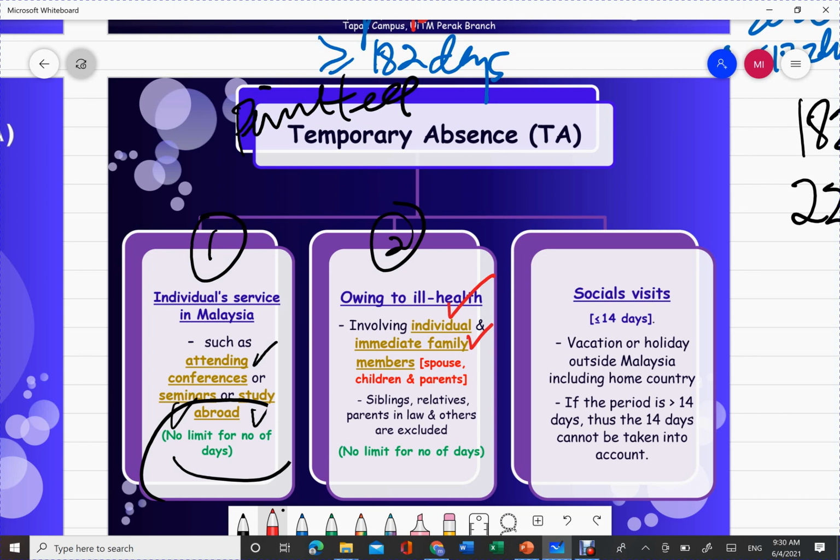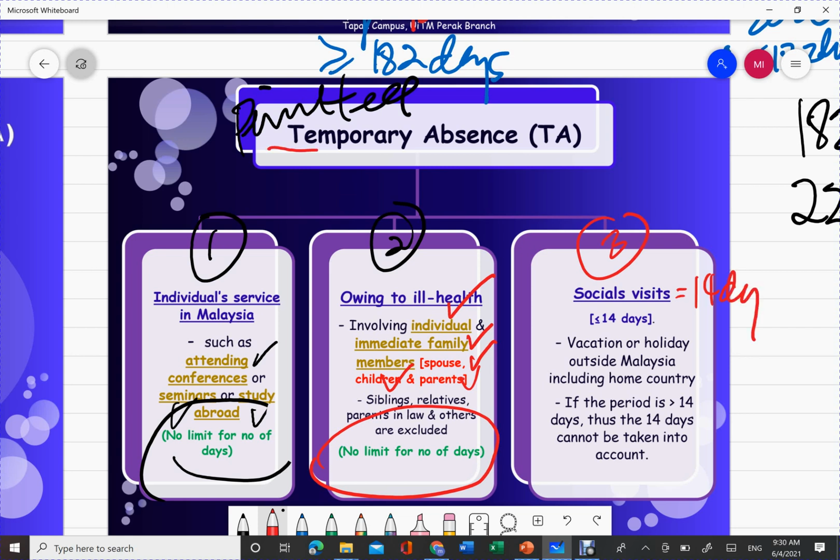Immediate family members, you must remember: the spouse, children and also parents. Same here, there is no limit of number. And the third is the social visit. Social visit cannot exceed 14 days. The maximum number of social visit is only 14 days.